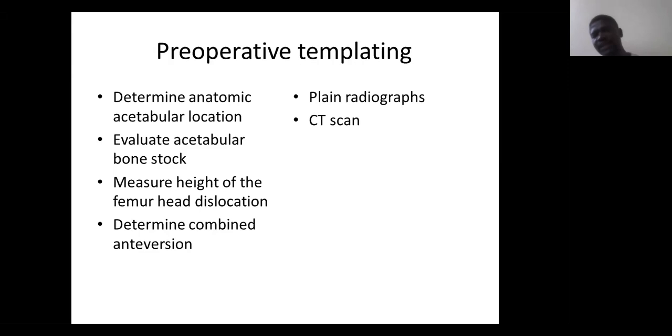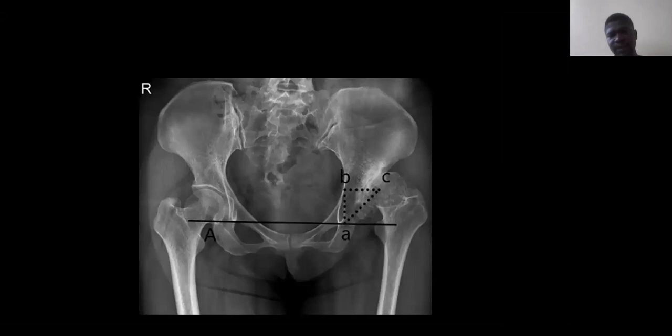3D CT scans have been shown to be the best when doing preoperative templating. With radiographs, there's the concept of the Ranawat triangle. This helps us locate the native acetabulum. So the AA line, that's the inter-teardrop line. Then we locate the small A point, 5 millimeters lateral to the teardrop. And the ABC triangle is an isosceles triangle, right angled at angle B, and AB and BC are equal.